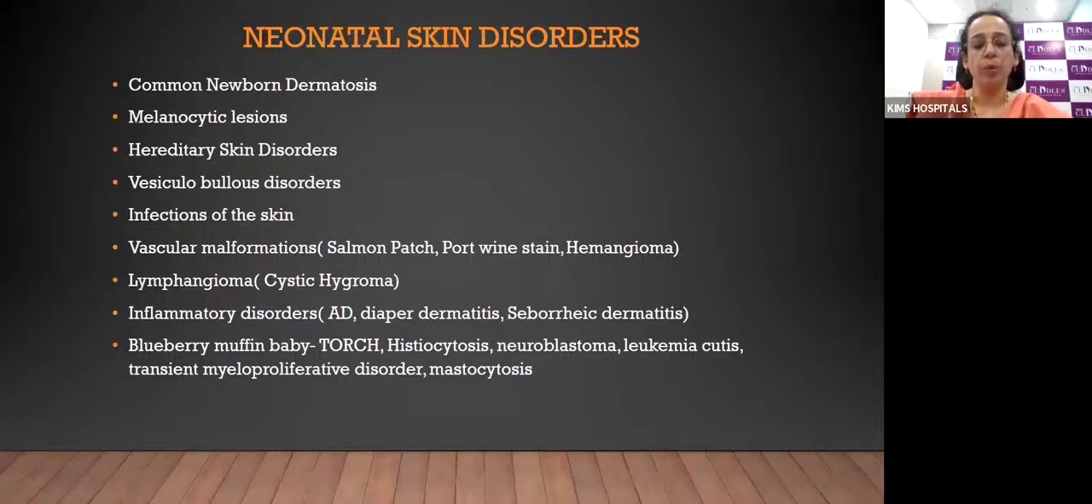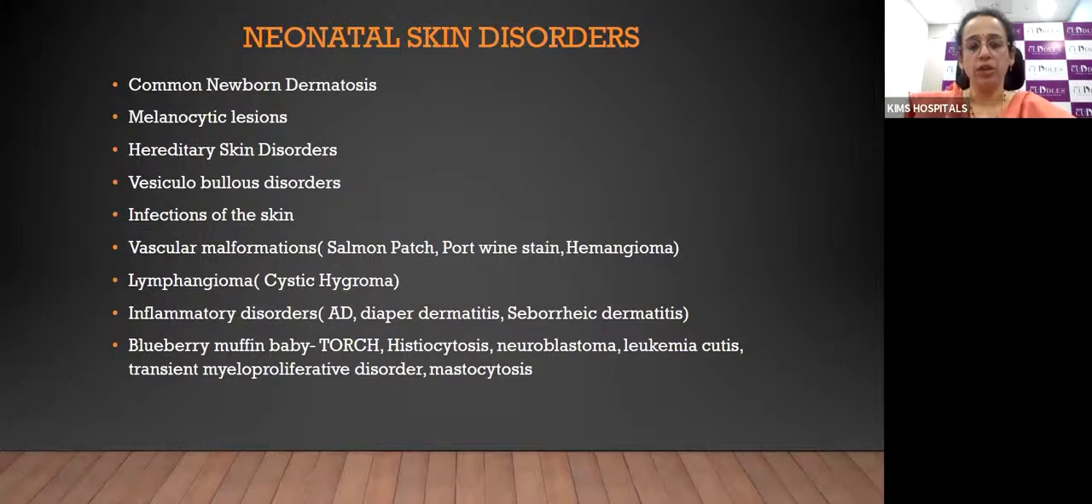There is an entity called blueberry muffin baby, which can be seen in some infections, particularly the TORCH infections, and histiocytosis, neuroblastoma, leukemia cutis, transient myeloproliferative disorders, and mastocytosis. So, if we see this blueberry muffin kind of rash in a baby, we should evaluate for the same.